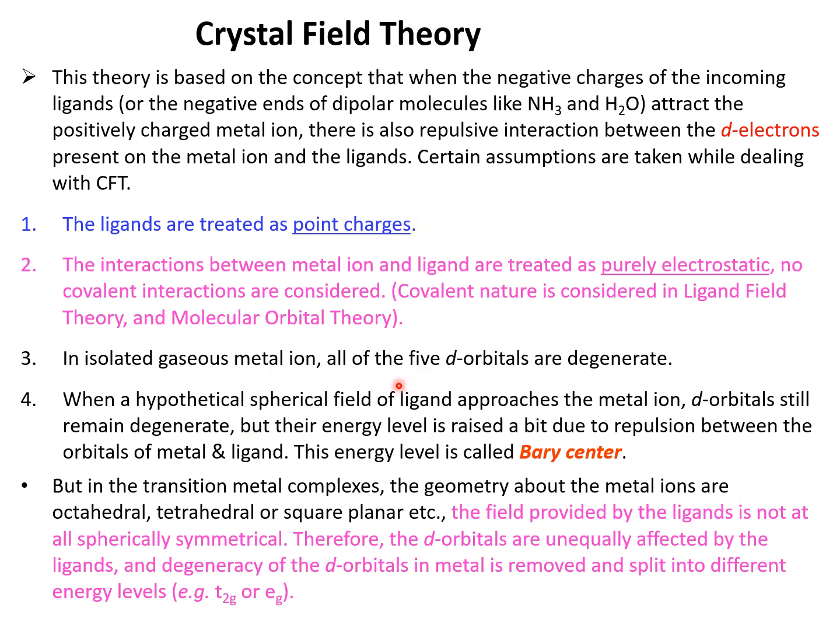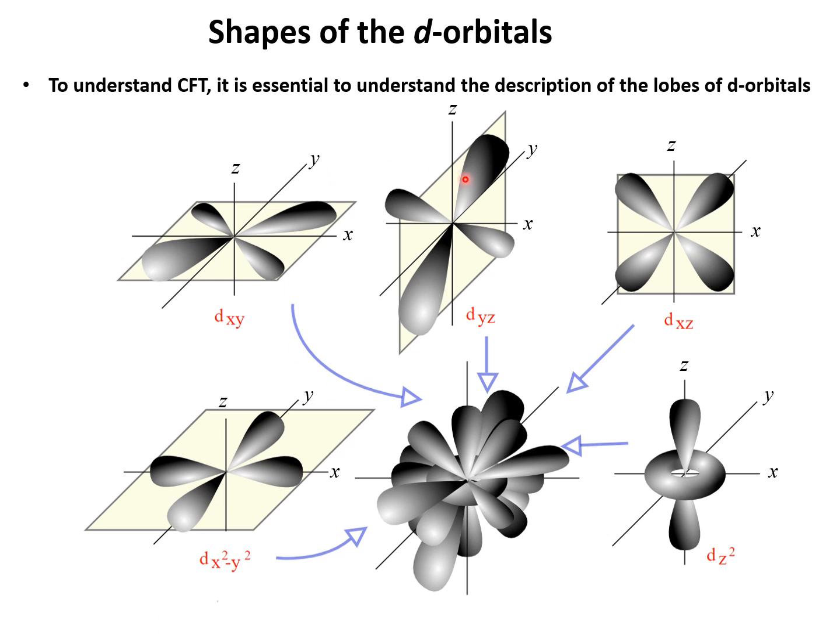So in the case of any gaseous metal ion, all the 5 d orbitals are said to be degenerate. We know the word degenerate means orbitals having the same energy. In this slide, you can see the shapes of the 5 d orbitals. As we know, we have 5 types of d orbitals: dxy, dyz, dzx, dx2-y2, and dz2. So you have axial and non-axial orbitals. So d orbitals are further classified into two types: axial orbitals and non-axial orbitals.